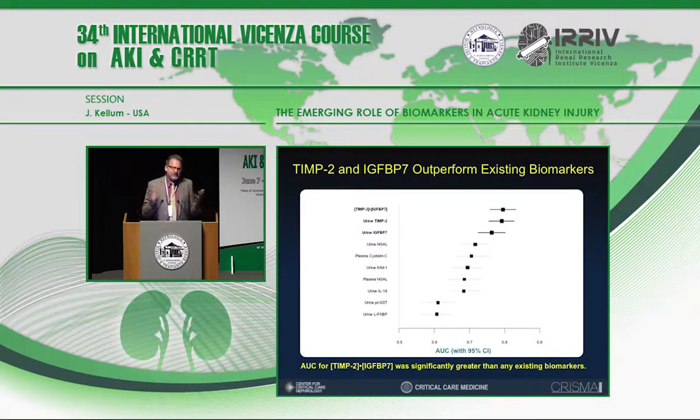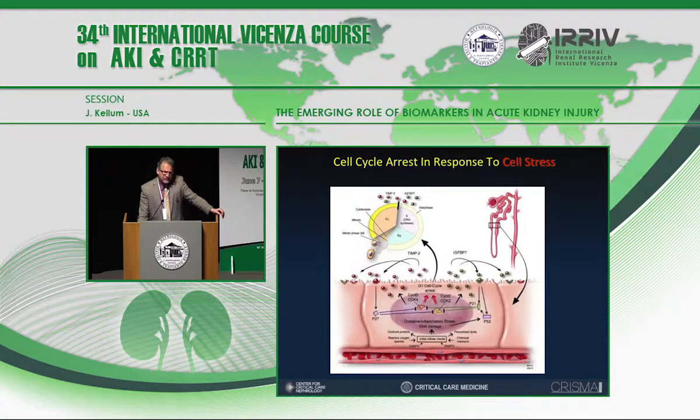When we look at the biomarkers that appear in the kidney and their relationship to these molecular events, we see that two markers that we hadn't previously recognized for acute kidney injury, tissue inhibitor of metalloproteases 2 and insulin-like growth factor binding protein 7, appear to be superior markers for detection of these events than the other markers that had been identified previously. The overlap in function between these two markers is in their control of cell cycle response.